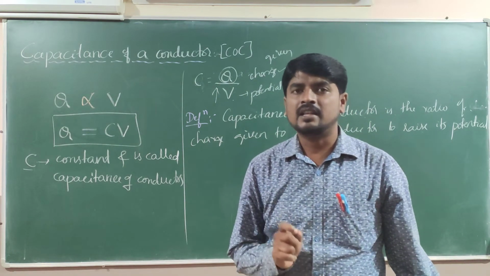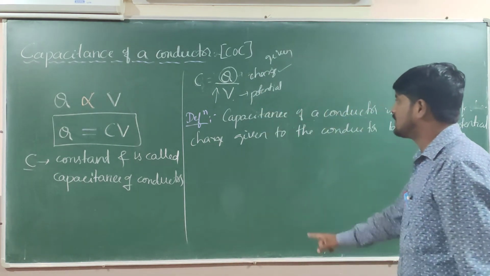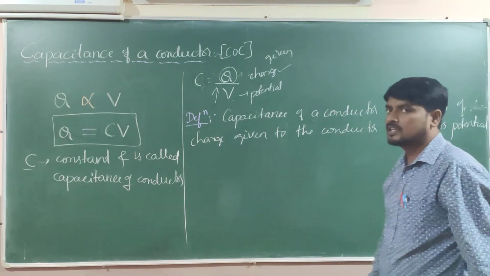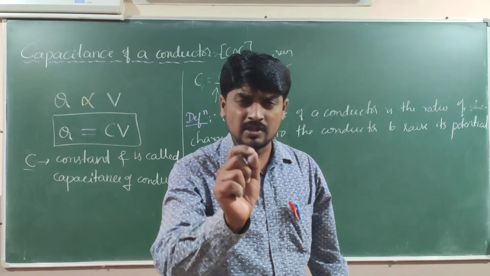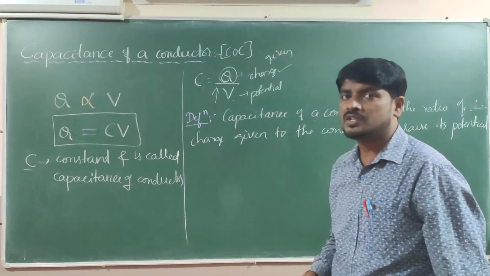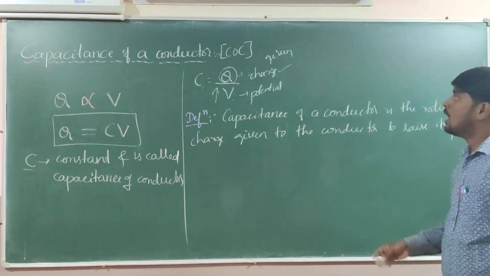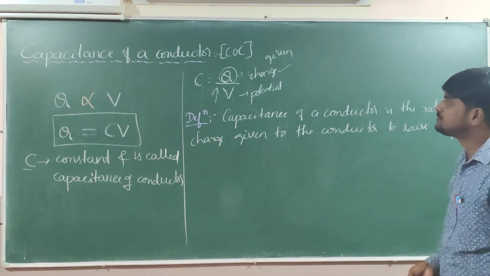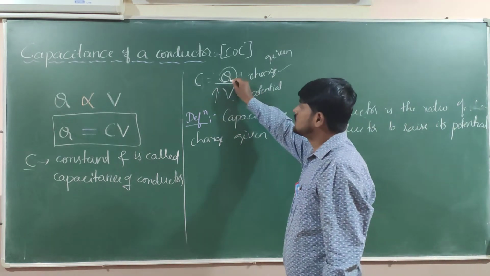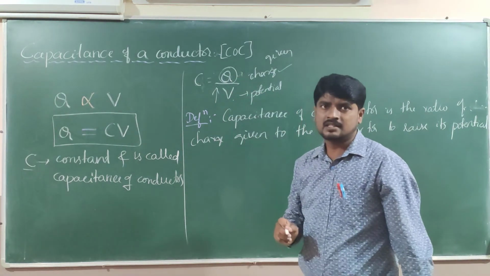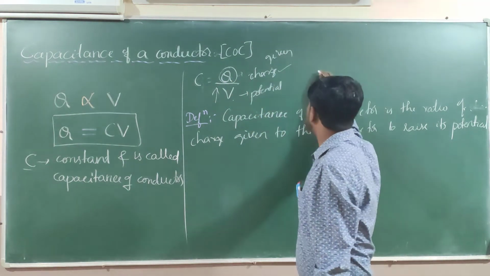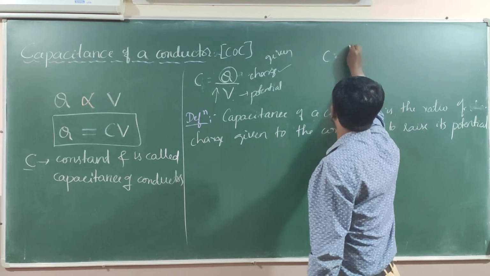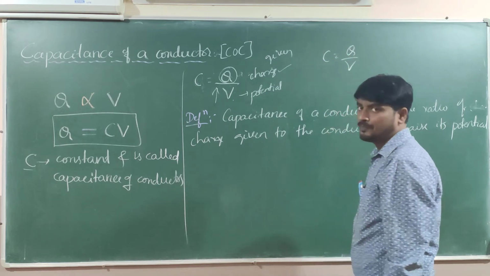So if we define the capacitance of a conductor, the definition goes like this. Capacitance of a conductor is defined as the ratio of charge given to the conductor to raise its potential. Right. One more thing: suppose I don't know how much charge it is. I will rewrite this equation: C is equal to Q by V.